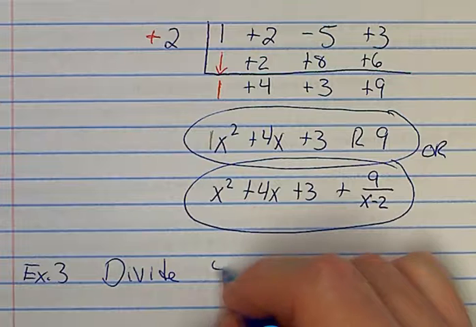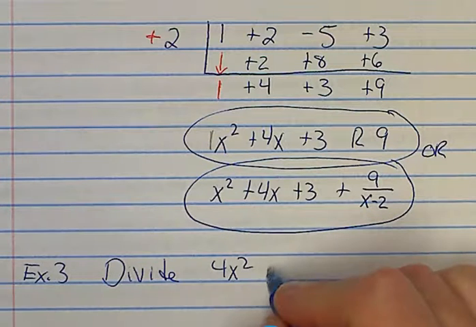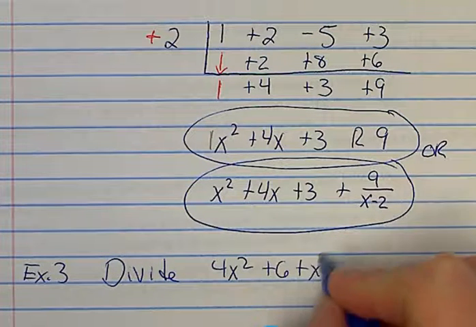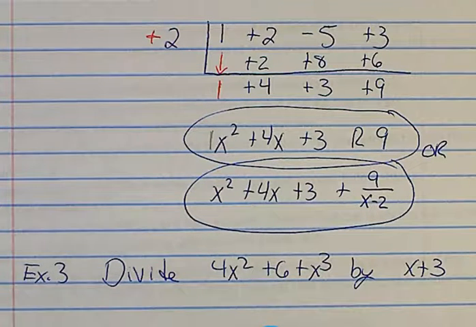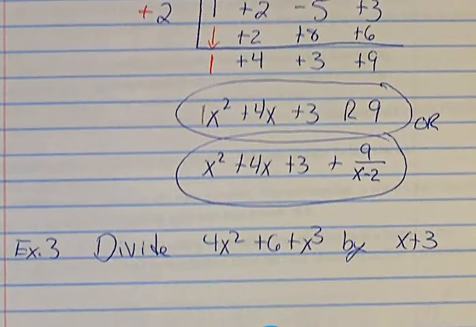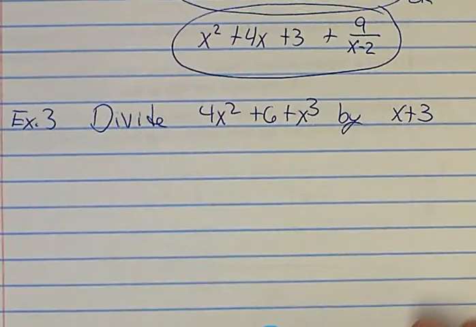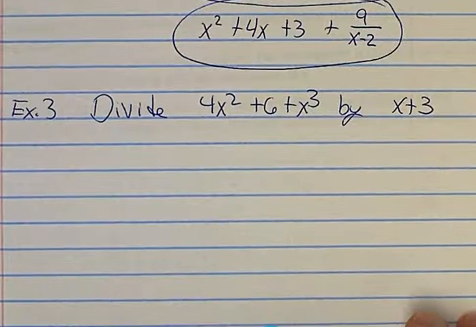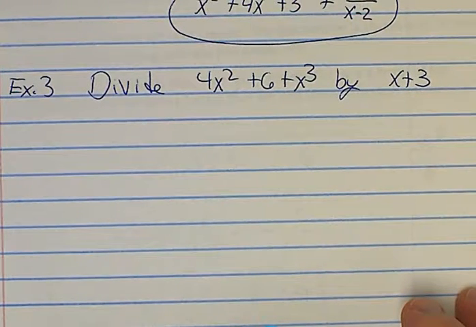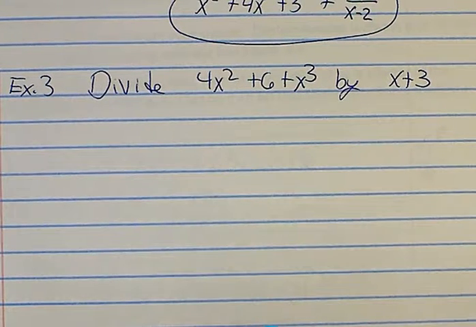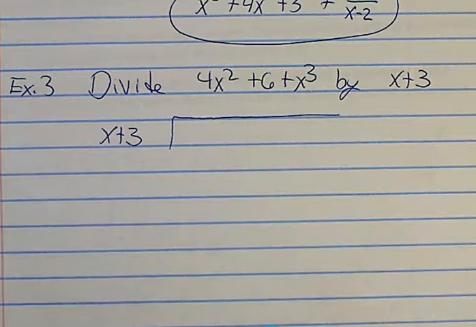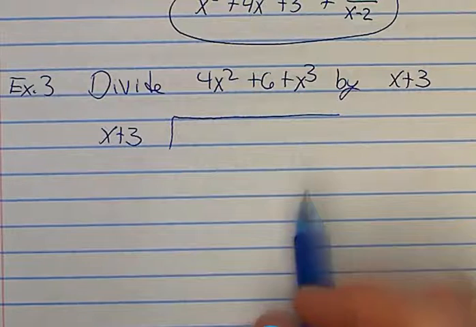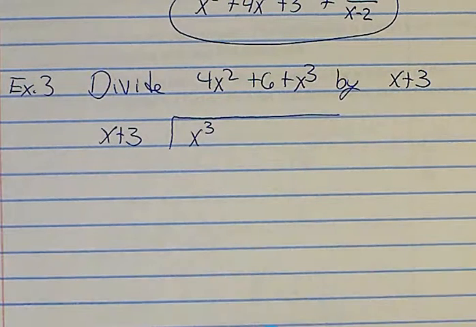Let's divide 4x squared plus 6 plus x to the third by x plus 3. Okay. Now, first thing is, if we rearrange it, we've got the x plus 3 that would be here. And let's get these in descending order. So we've got x to the third. Highest power's got to go first. That's your degree. So that part's still tying in with everything we did back in section 1.